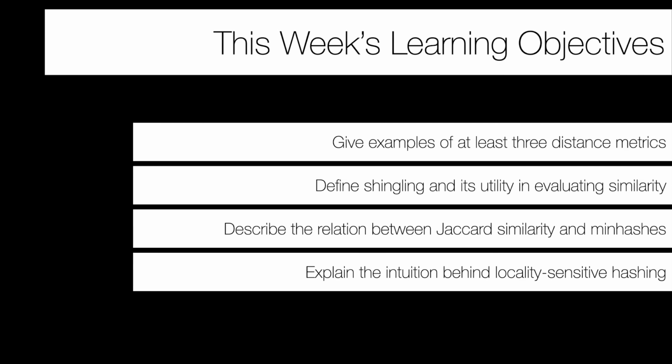The first objective, about distance metrics, is going to be the most useful to you. Shingling is going to be valuable for featurizing documents. And these bottom two pieces, about min-hashing and locality-sensitive hashing, are primarily about scalability. So I want you to get some intuition for how those work.